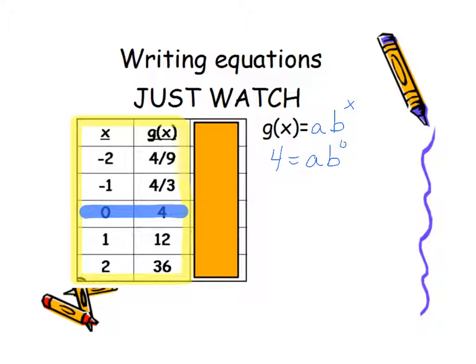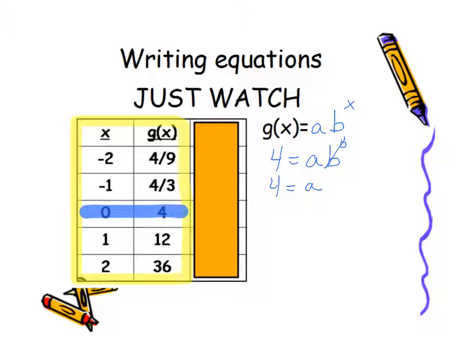Plug 0 in for the x. Well, b to the 0 is just a 1, and 1 times a is a. A must equal 4. Now, here's the deal. That's the last time I'm going to do that. And I would just as soon you not go through that process.